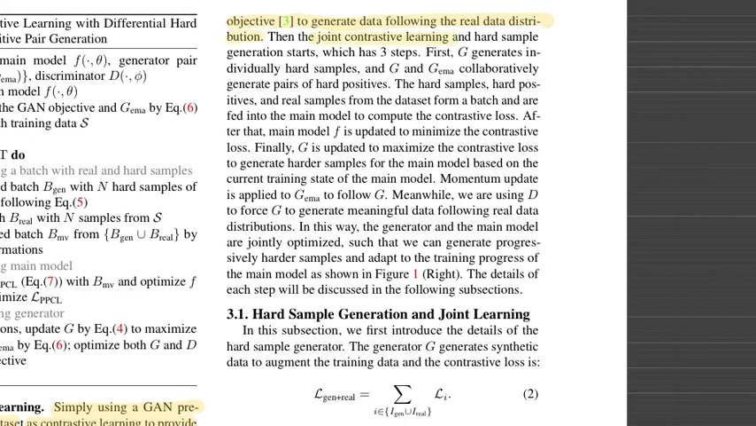Afterwards, this joint learning process would begin. Now, G generates individually hard samples, and you have G and the momentum version of it collaboratively generating pairs of hard positives. So G would generate hard samples, and with G_EMA, it will generate hard positives. And you also use the real samples from the dataset. And together, it forms a batch. And then the model tries to minimize the contrastive loss.